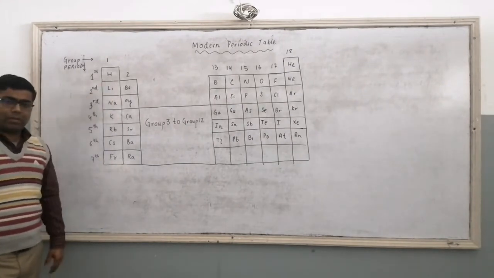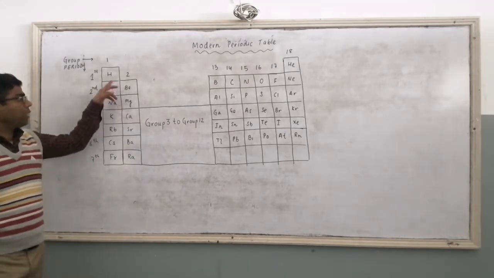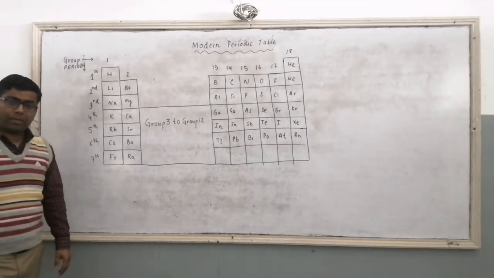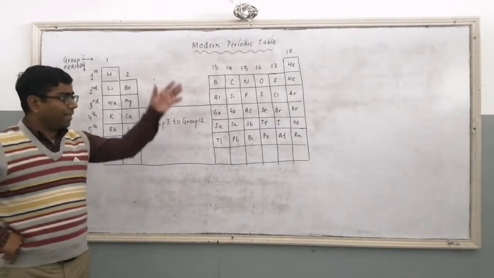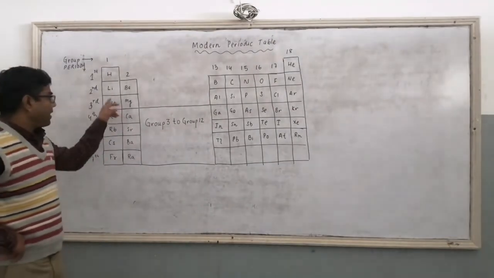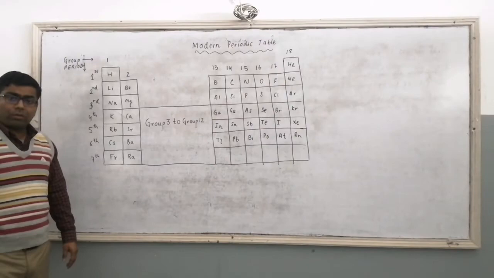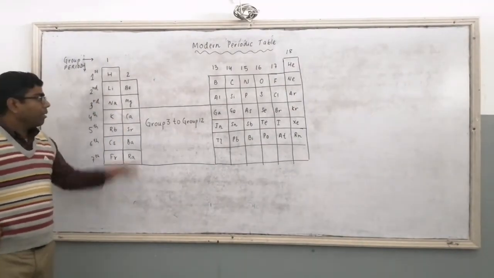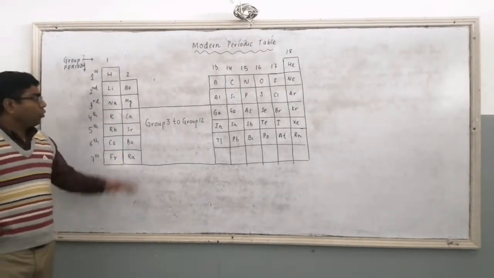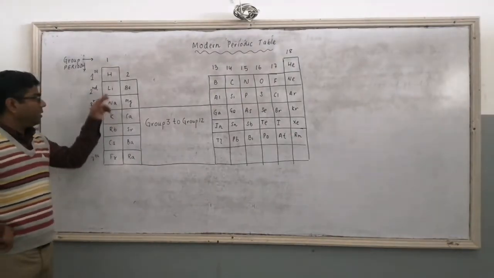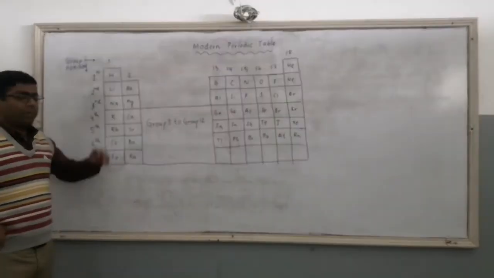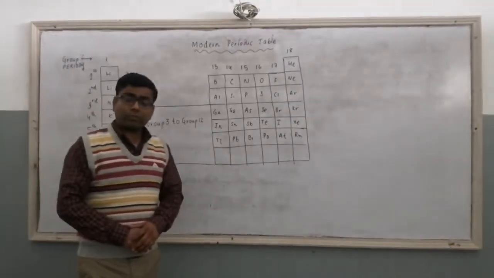Reason is very simple. Here, hydrogen, its atomic number is 1, so it is your first element. Then helium, atomic number 2, so it's your second element on the periodic table. Lithium, its atomic number is 3, so it is your third element. Beryllium is having atomic number 4, so beryllium is the fourth element of the periodic table.